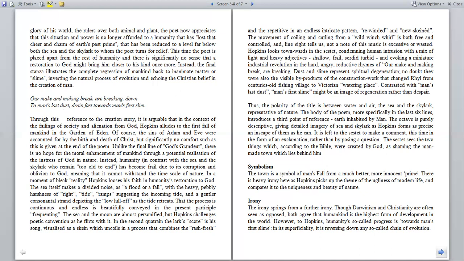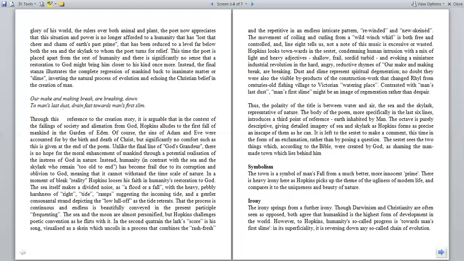Thus, the polarity of the title is between water and air, the sea and the skylark, representative of nature. The body of the poem, more specifically in the last six lines, introduces a third point of reference: Earth inhabited by man. The octave is purely descriptive, giving detailed imagery of sea and skylark as Hopkins forms as precise a landscape of them as he can. It is left to the sestet to make a comment, this time in the form of an exclamation rather than by posing a question. The sestet sees the two things which, according to the Bible, were created by God as shaming the man-made town which lies behind him.